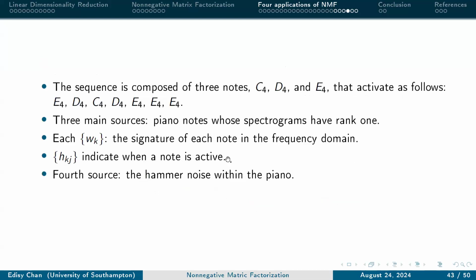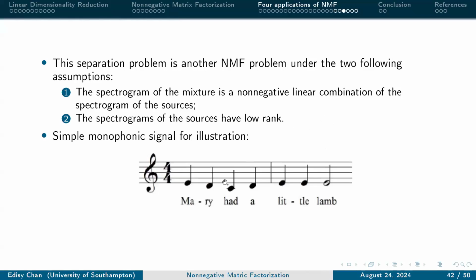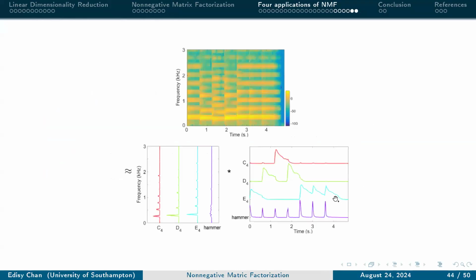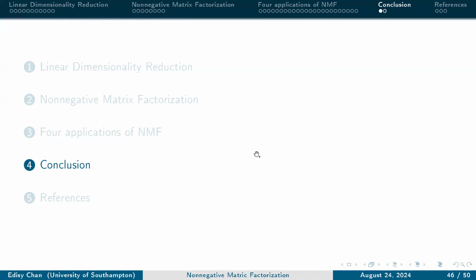And as you can see, those sources are basically just rank 1, those three main sources. And this obviously is a non-negative linear combination of those sources, this piece of signal. So, all right. Now we have the conclusions.